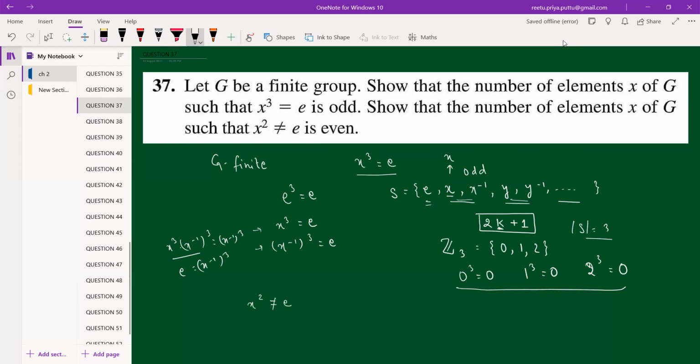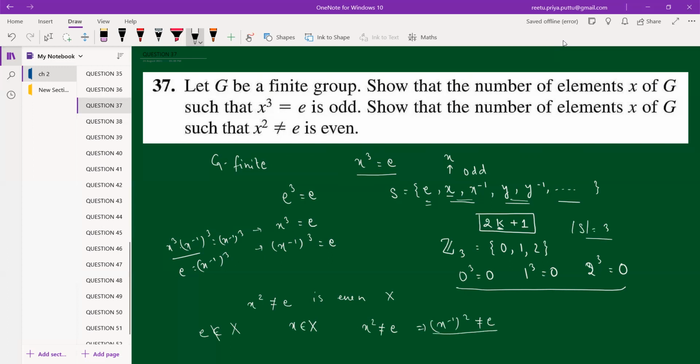Similarly, you have to show that the number of elements X such that X square is not equal to identity is even. Now, again, identity does not belong to the set. Suppose I consider this set as X. Then identity does not belong to X. Now what happens when x belongs to X? Then x square is not equal to identity. And this will imply that x inverse square is not equal to identity.